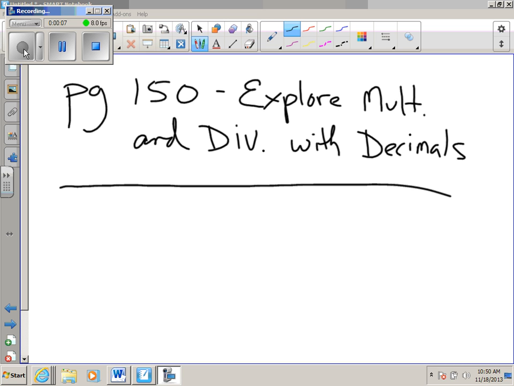Page 150, explore multiplication and division with decimals.